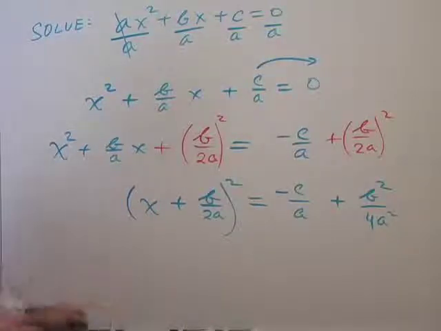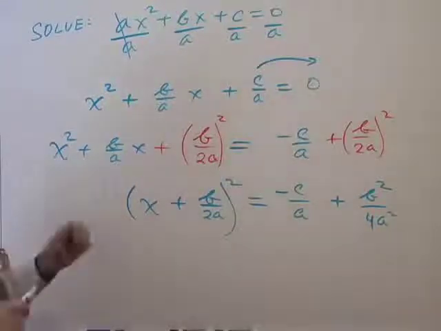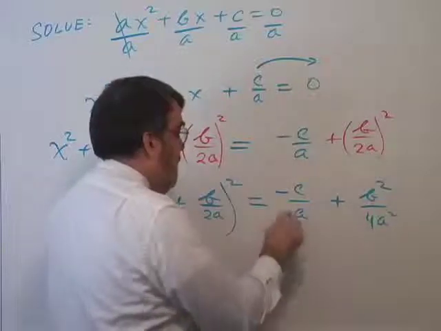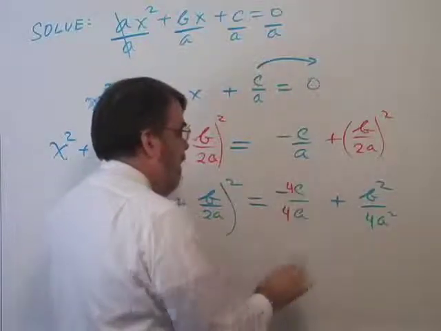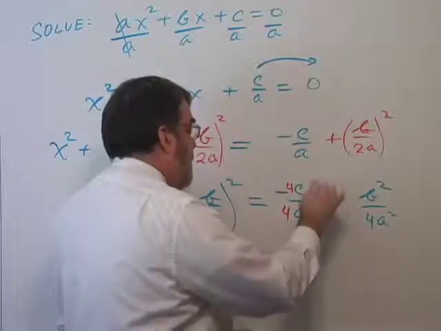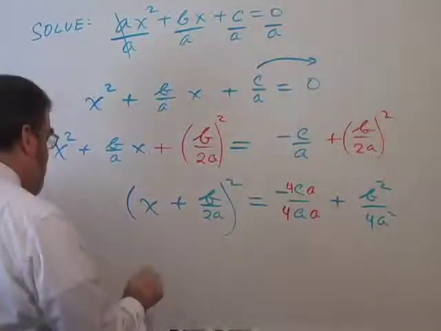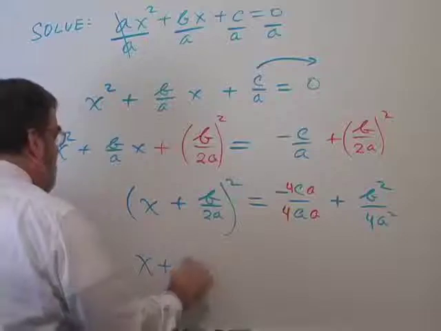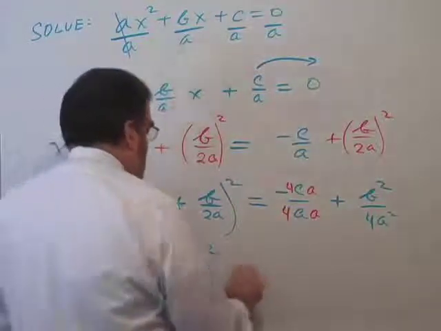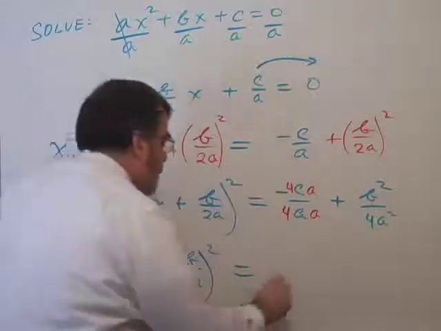And I'm going to do something else. I want to combine these fractions together. Now, to combine them, I need a common denominator. So this has a 4, the left side doesn't, so I'm going to introduce a 4 here. And this has a, and this has a squared, so to get a squared, I need to multiply by a. So I end up with, on the left side, x plus b over 2a squared equals, and here I've got the common denominator now, 4a squared.